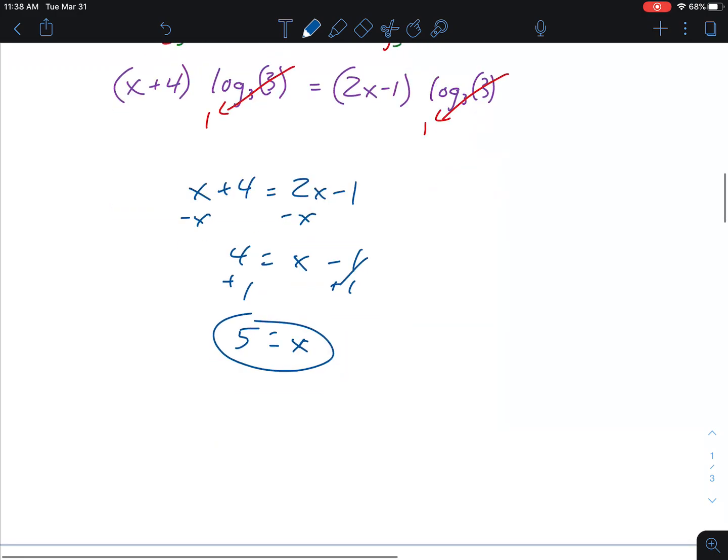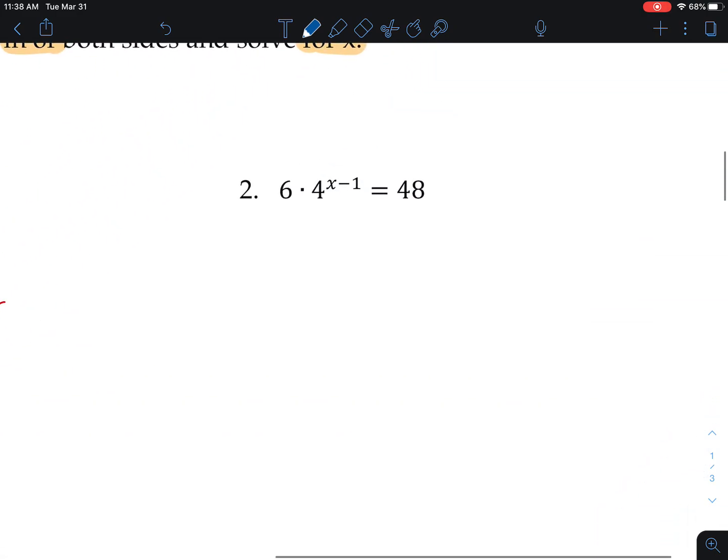Okay, so let's see another one. Number 2. I want to get this exponent thing by itself. It's not. It's multiplying a 6 in front. So let me do the inverse operation and divide both sides by 6. Now I get a 4 and an 8.